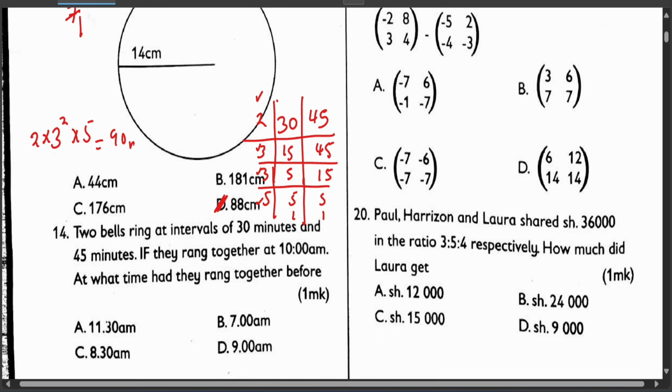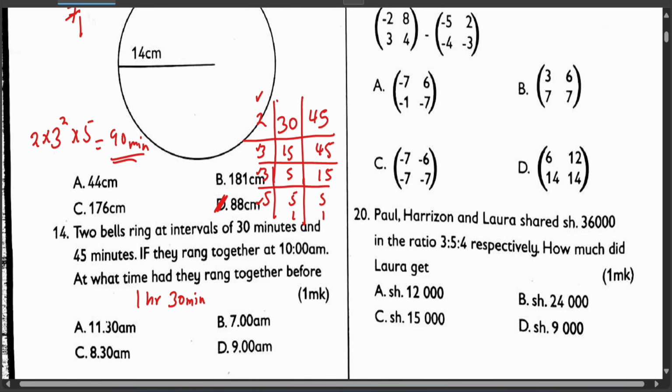So 90, yeah, to me a calculator ni akili yangu. So 90 minutes, 90 minutes is around 1 hour. So 1 hour is equal to 60 minutes. So 60 minutes will be subtracted from 90 minutes, itabakia 30 minutes. So only 1 hour and 30 minutes. If they rang together at 10 a.m., at what time had they rang together before?